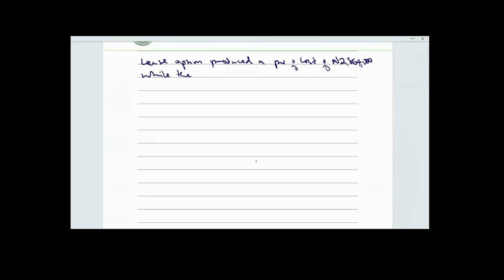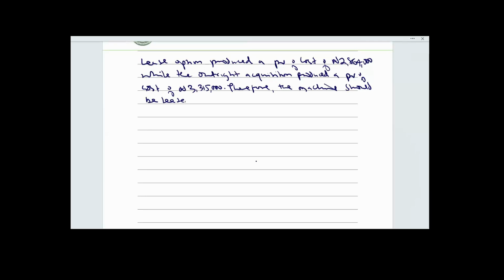While the outright acquisition produced a PV of cost of 3,315,000. Therefore, the machine should be leased, considering the lower PV of cost. So that answers number A.